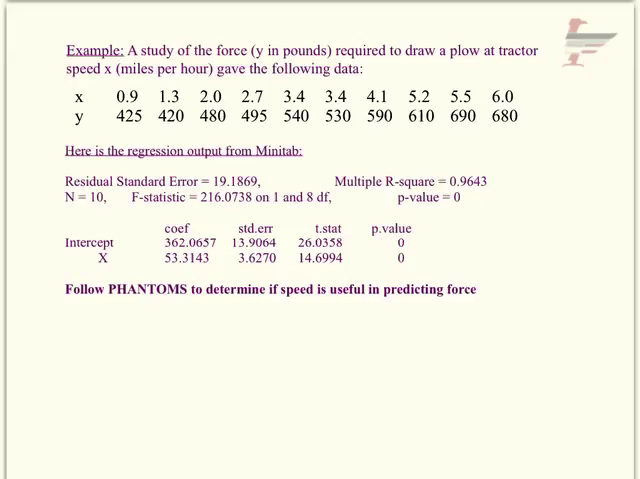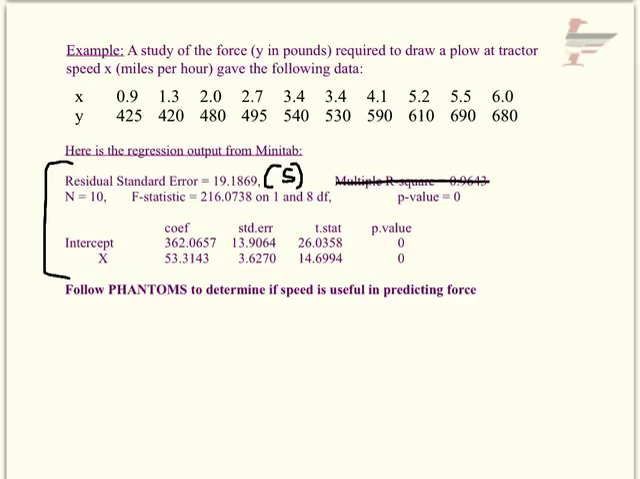Then you get all this output here also. So here's the regression output from Minitab. So that's kind of nice. They give you some stuff. So let's just make sure you can identify what all this information is telling you. First it says residual standard error is 19.1, and I want you to remember that that's S, the error or the standard deviation of your residuals.